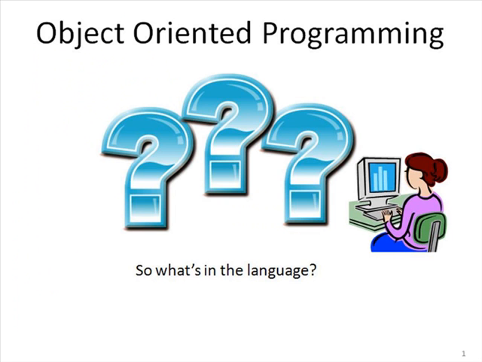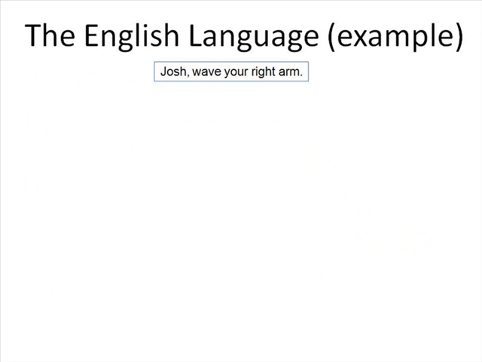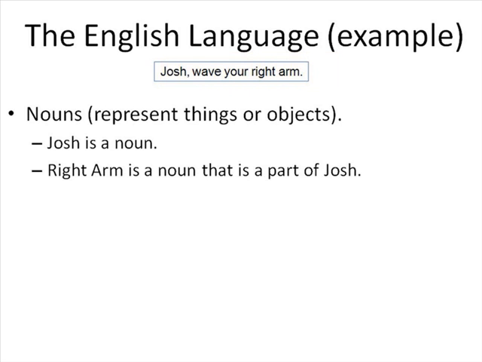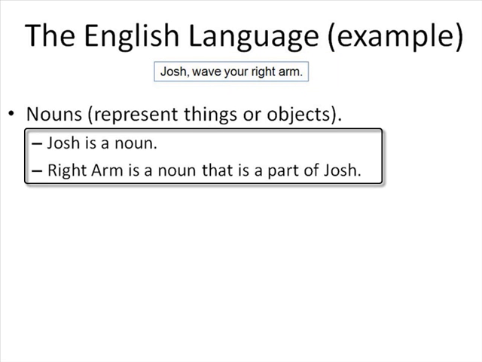So what goes into a C# statement or line of code? Well, it's very similar to what goes into a statement in the English language. Let's use the example: Josh, wave your right arm. In this sentence, we have a couple of nouns. Josh is a noun. Right arm is a noun that is a part of the noun Josh.